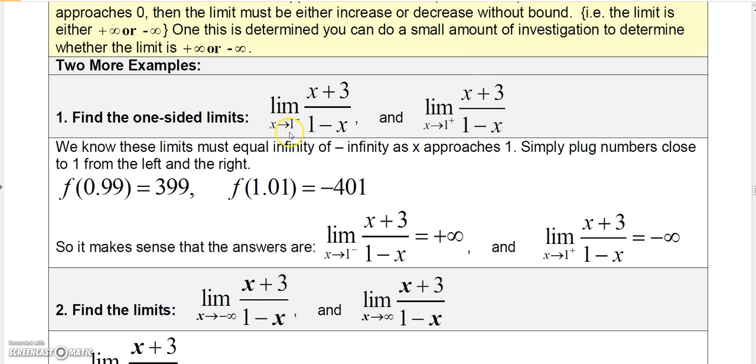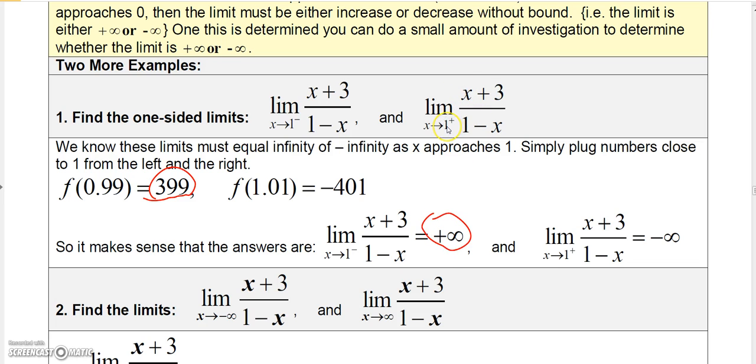So all I have to do is find a number that's just slightly less than 1. Let's pick a number that's real close to 1 but less than 1. How about 0.99? So plug 0.99 in here: 0.99 plus 3 divided by 1 minus 0.99. And I got 399 with that. Well, since that's a positive number, this limit must be positive infinity.